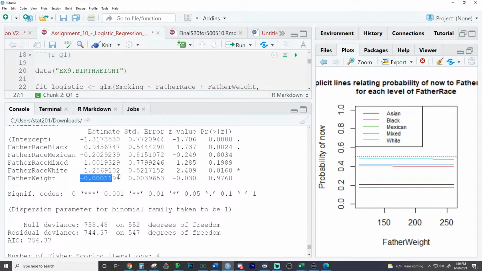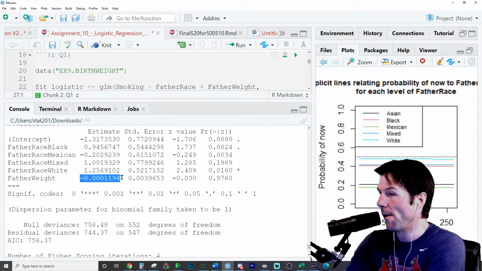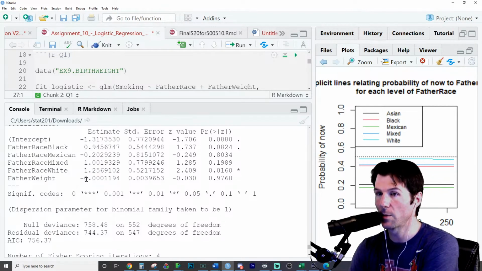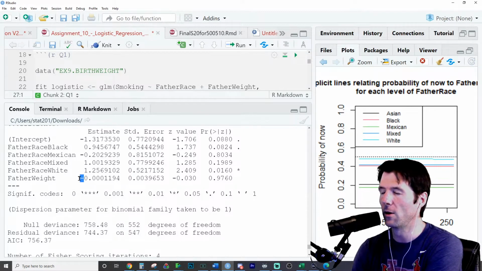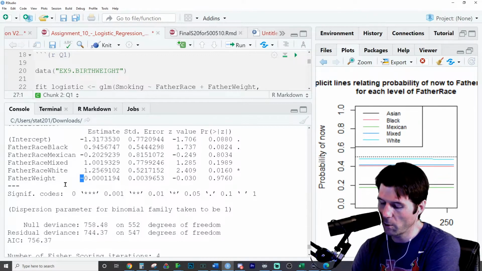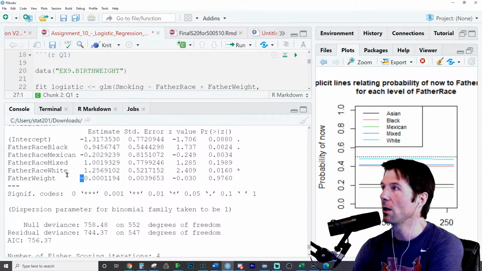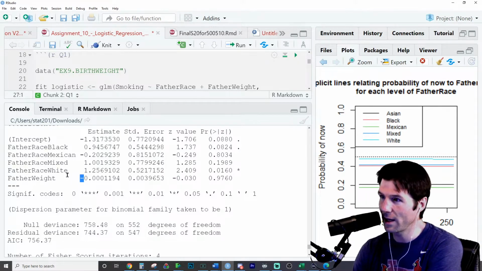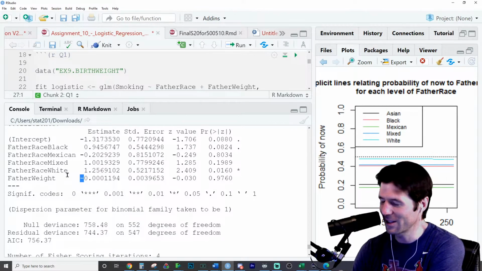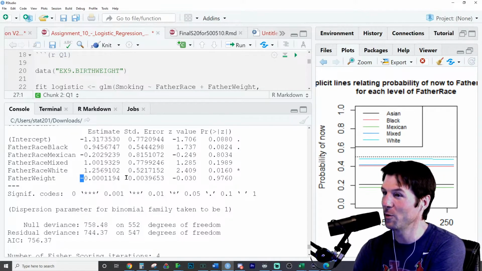So remember, it's always probability with this. There's an issue at the end. Two fathers that are otherwise identical but differ in weight by 1 pound. The father who weighs more is what likely to be a smoker now, or for the mother. It's just so weird because this variable is if the mother is smoking. So two fathers who are otherwise identical but differ in weight by 1 pound. The one who is heavier is less likely, negative coefficient, less likely to have a pregnant wife who is smoking now.